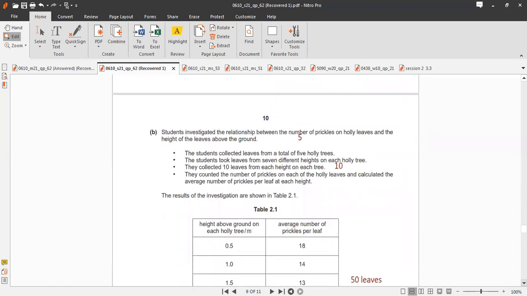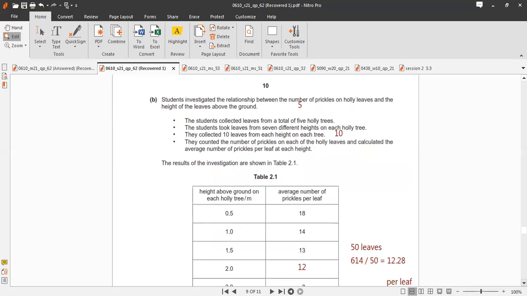B. Students investigated the relationship between the number of prickles on holly leaves and the height of the leaves above the ground. The students collected leaves from a total of 5 holly trees. The students took leaves from 7 different heights on each holly tree. They collected 10 leaves from each height on each tree. They counted the number of prickles on each of the holly leaves and calculated the average number of prickles per leaf at each height. The results of the investigation are shown in table 2.1.